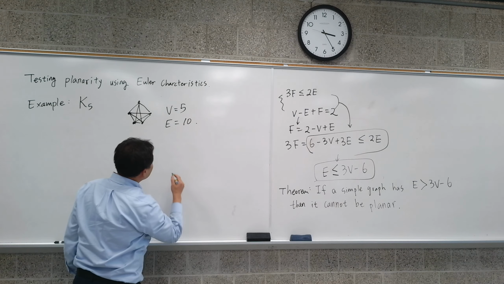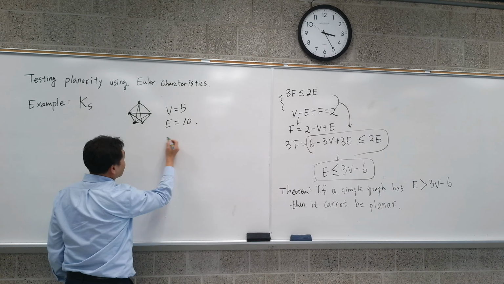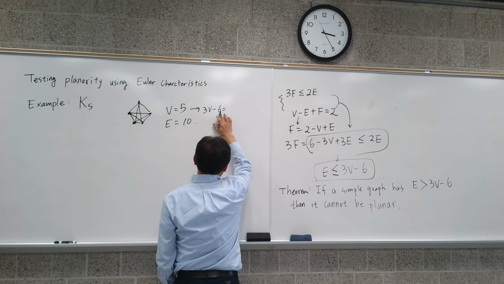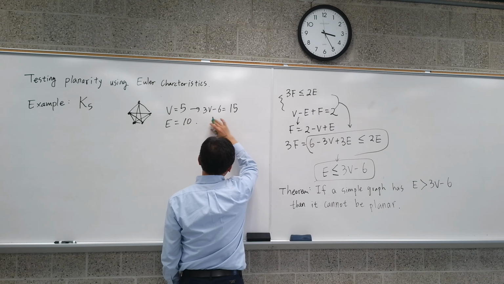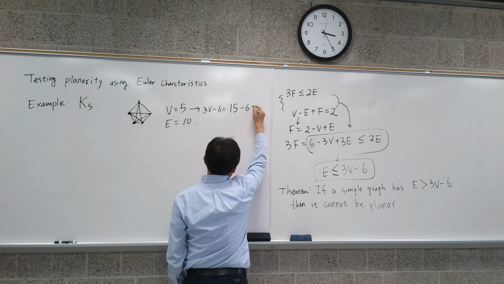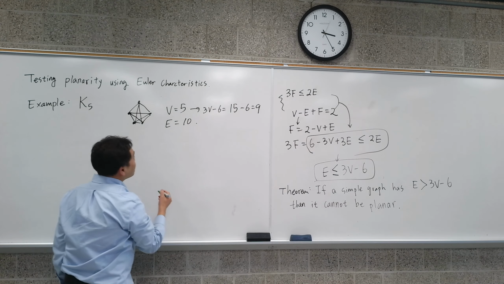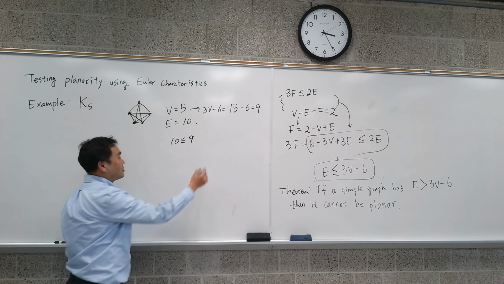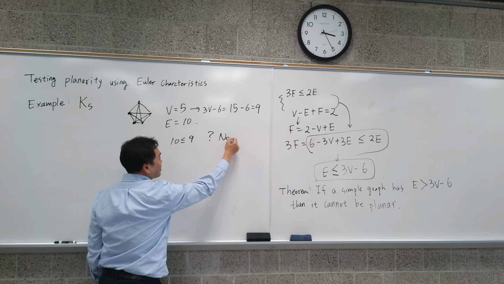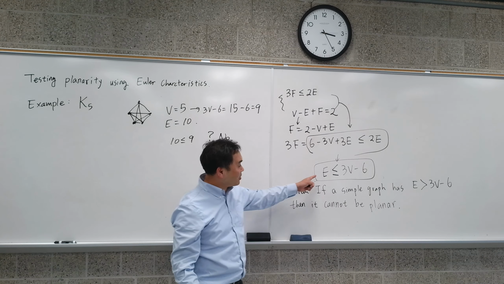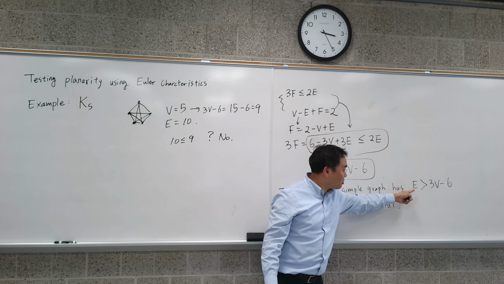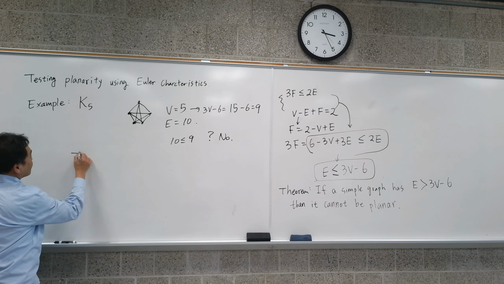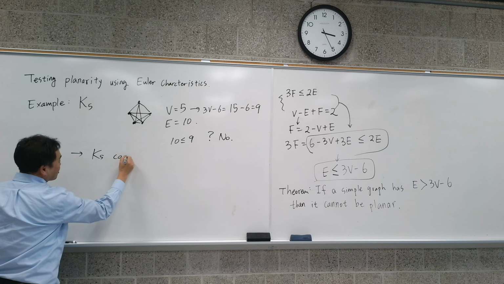Now let's see what 3v minus 6 is. This is 3 times 5 minus 6. 3 times 5 is 15, minus 6, that's 9. Now, is it true that 10 is less than or equal to 9? No. So this inequality is violated, right? Anytime this happens, what do we know? K5 cannot be planar.